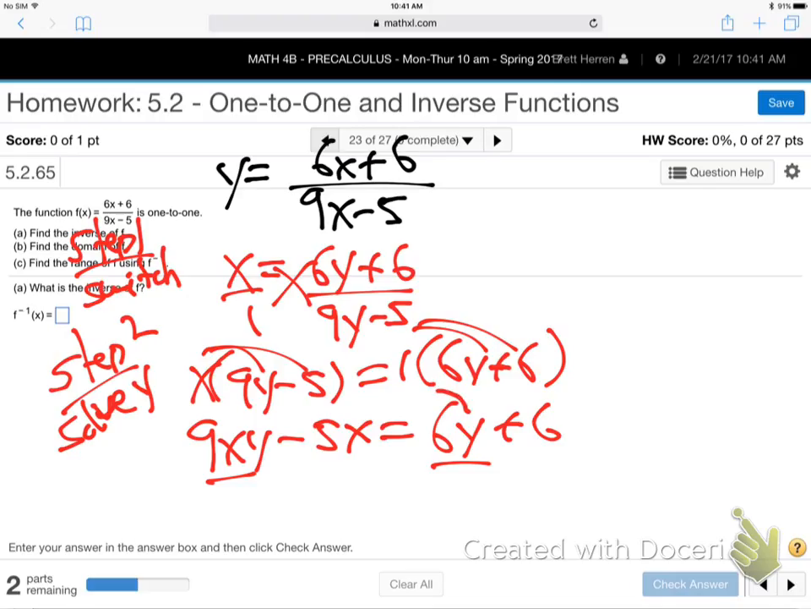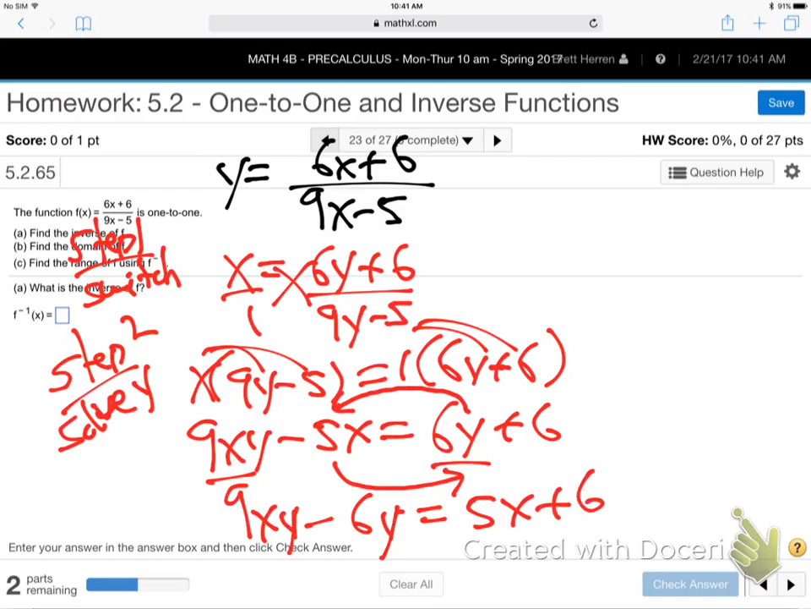So that means you got to get this guy over here and this guy over there. Switch those. When things jump to the other side of the equal sign, they just change the sign in front of them. It's a shortcut for adding 5x to both sides and subtracting 6y from both sides. And I'll get 9xy minus 6y equals positive 5x plus 6. Make sense so far? I just got both the y terms on the same side.